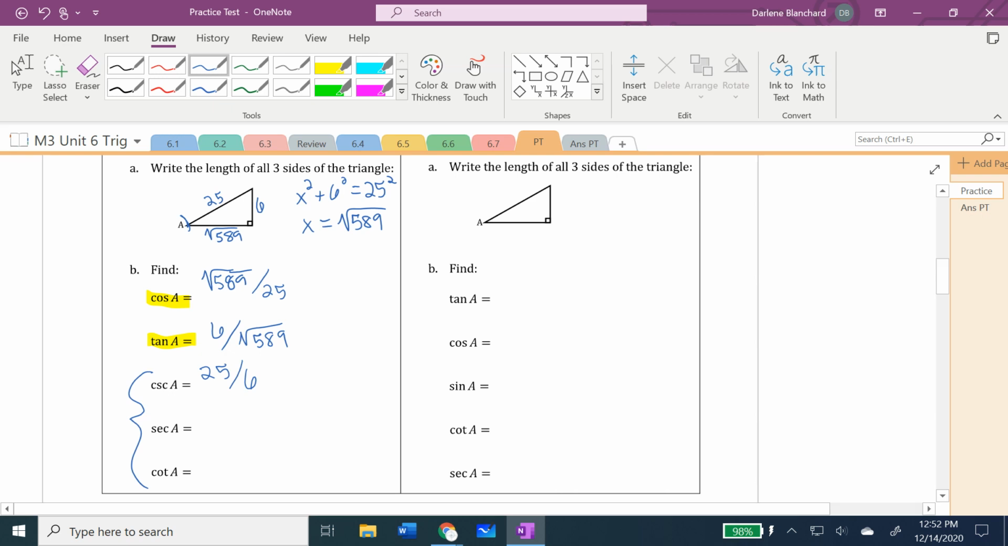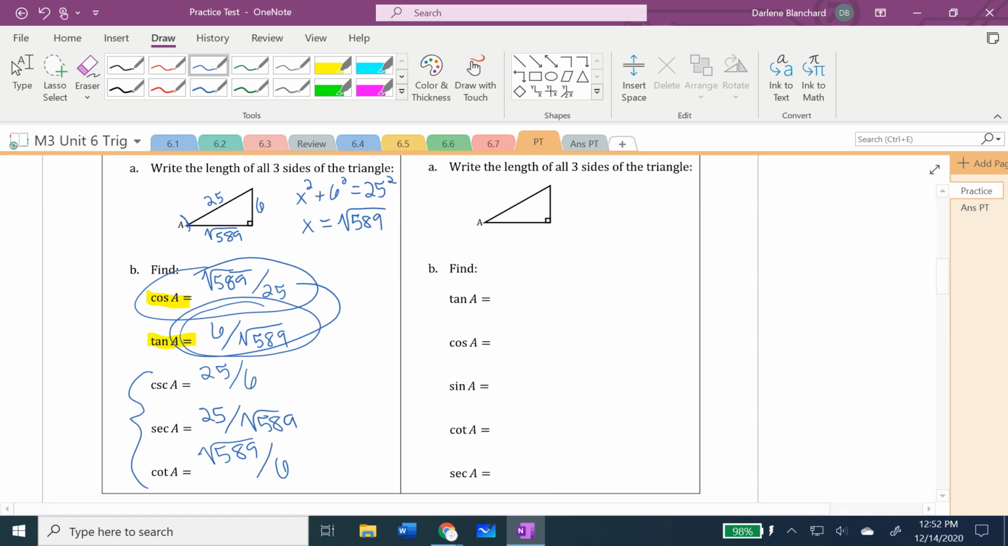So then secant is cosine's reciprocal, so take the cosine and reciprocate that. And lastly, cotangent is the reciprocal of, type it in. Yay, tangent. So you're going to take tangent and write its reciprocal. I don't care if denominators have radicals in them. I'm not expecting you to simplify with your radicals on this test.